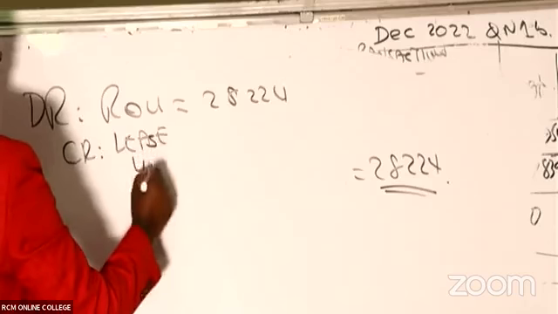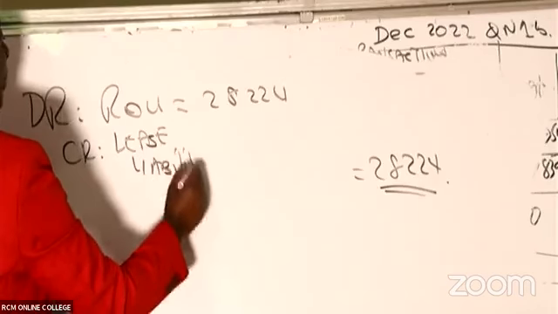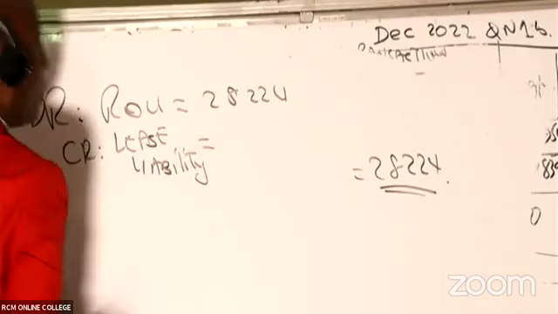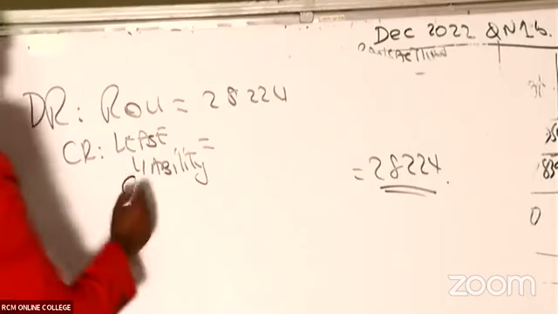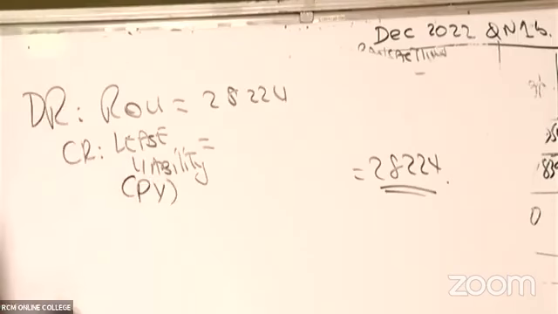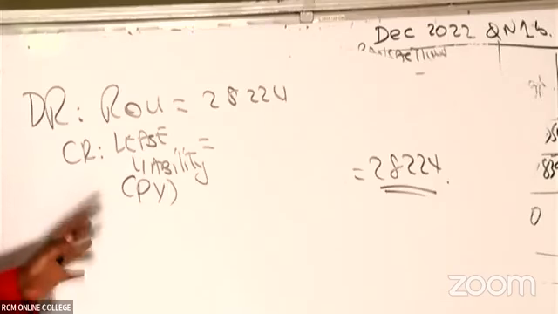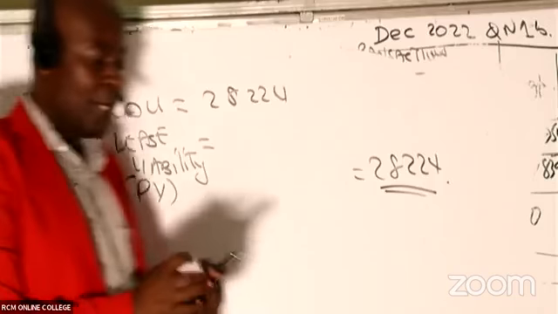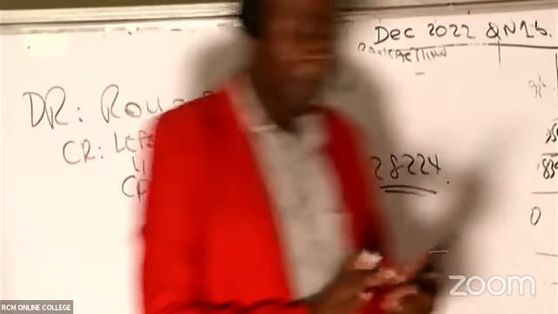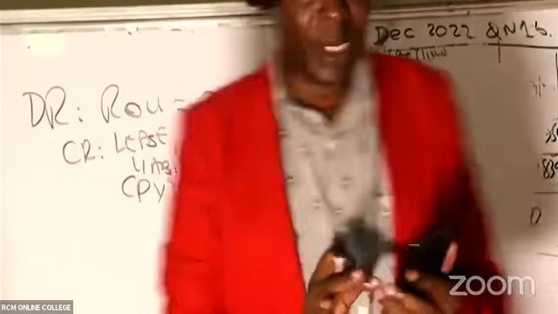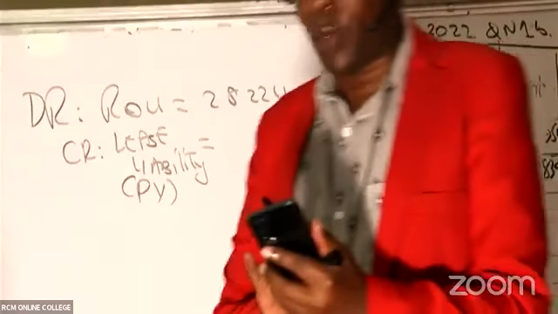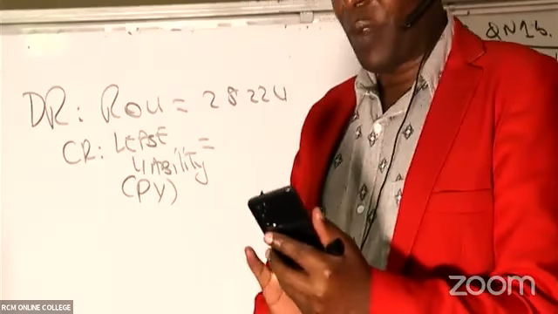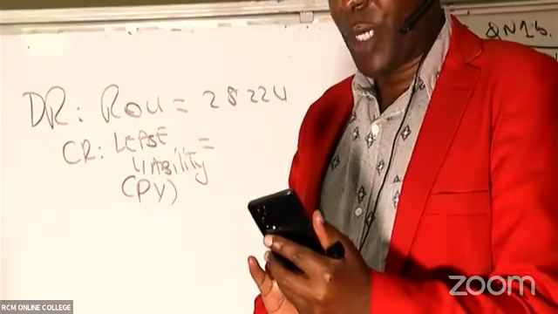Remember lease liability, ladies and gentlemen, will always be equal to the present value of the lease obligation. You guys have been able to give me this lease liability. The present value that you gave me, there is a lady who gave me this figure, which is 40-something.